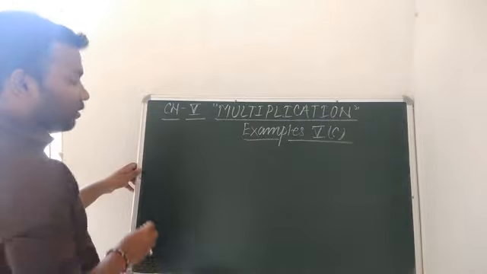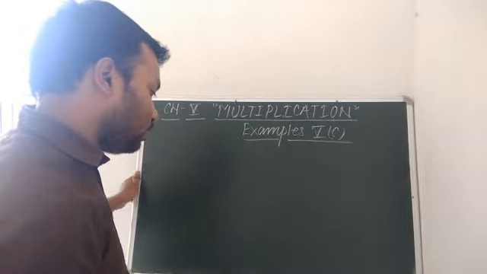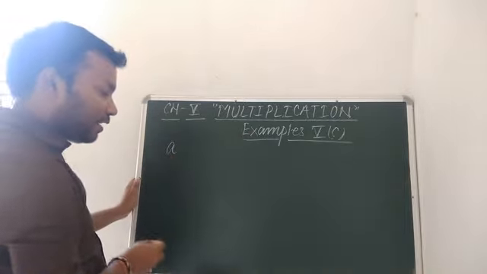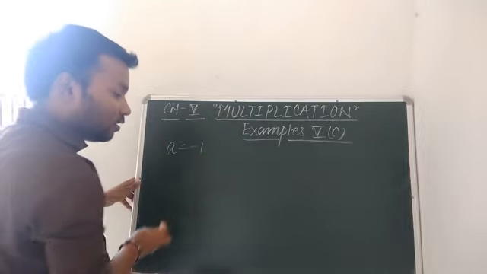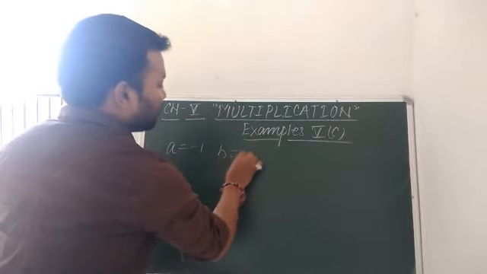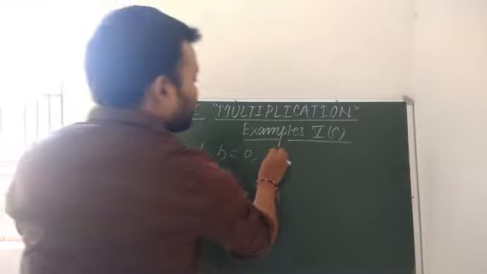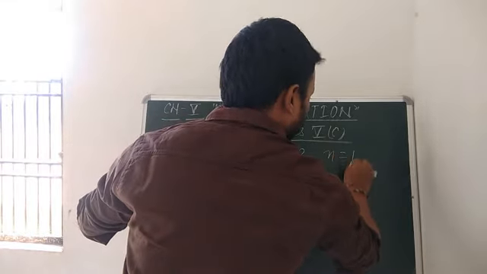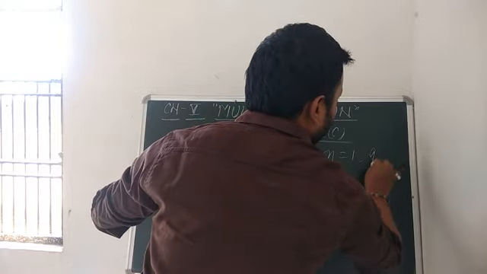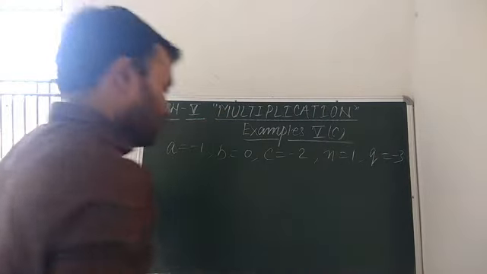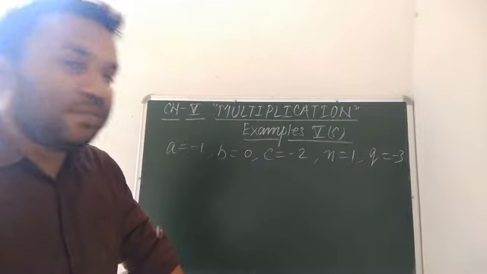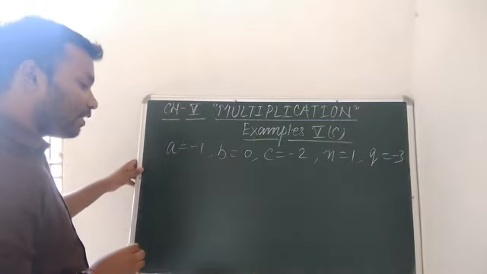For example, the question gives us some variables: the value of a is -1, the value of b is 0, the value of c is -2, the value of n is 1, and the value of q is -3. We have to find the value of some of the problems in this exercise.